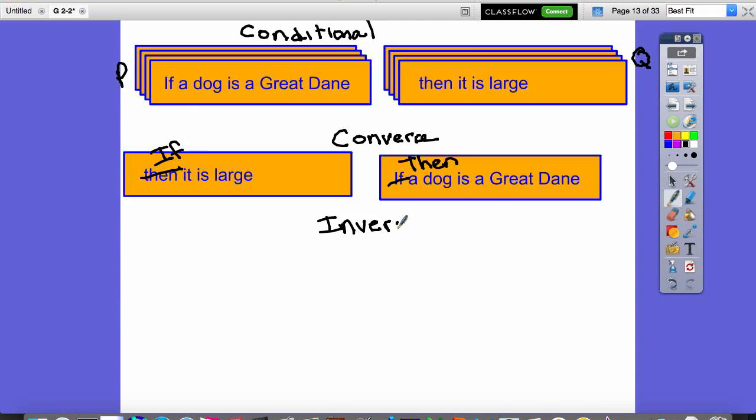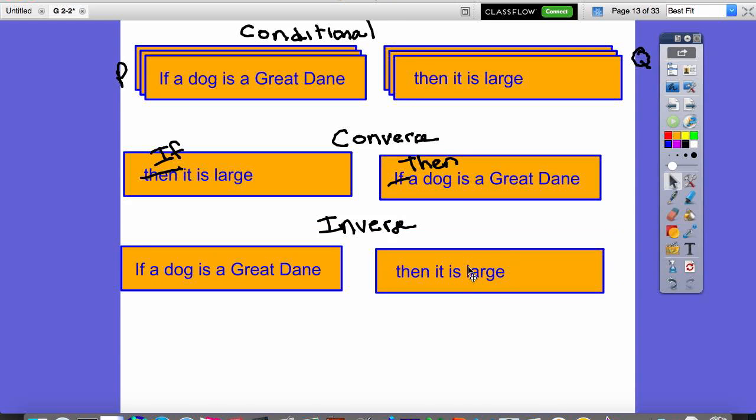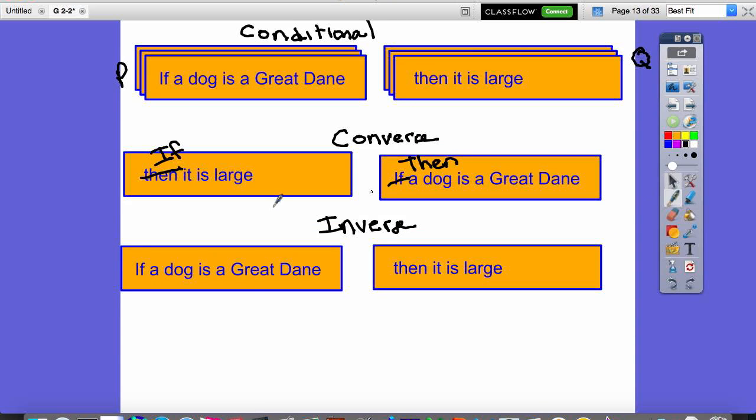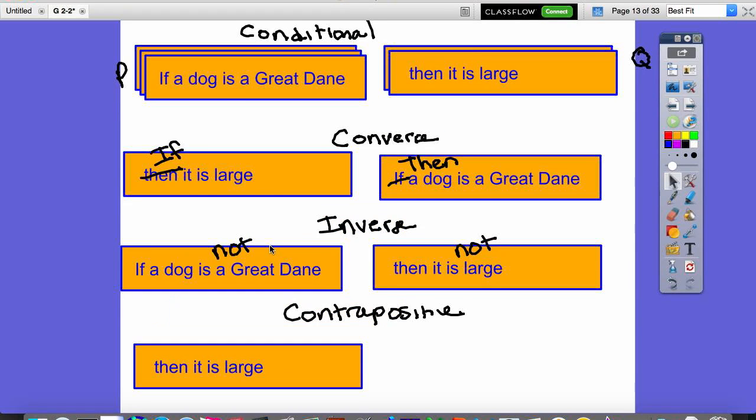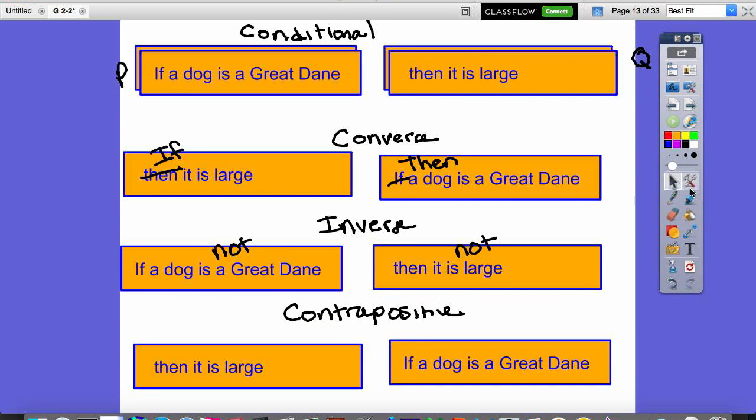Our inverse statement, we would keep our original P and Q. If a dog is a Great Dane, then it is large. That's our initial hypothesis and conclusion, but we're going to put in negation. If a dog is not a Great Dane, then it is not large. And for our contrapositive, we're going to change the order of our hypothesis and our conclusion, our P and our Q terms, and put in negation. If a dog is not large, then the dog is not a Great Dane.